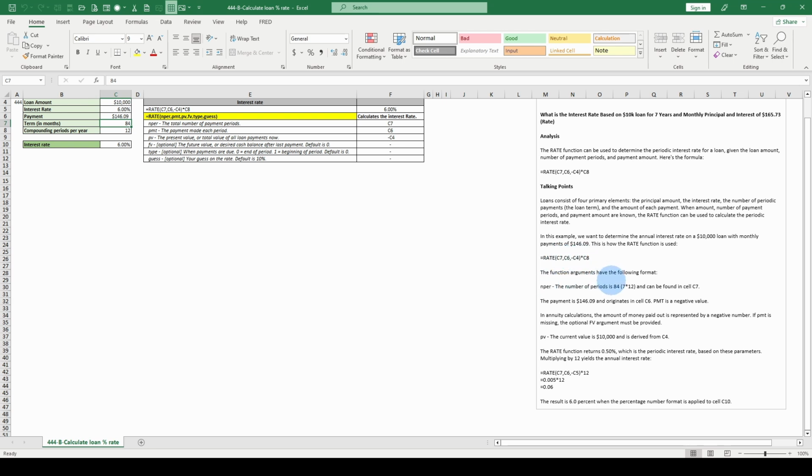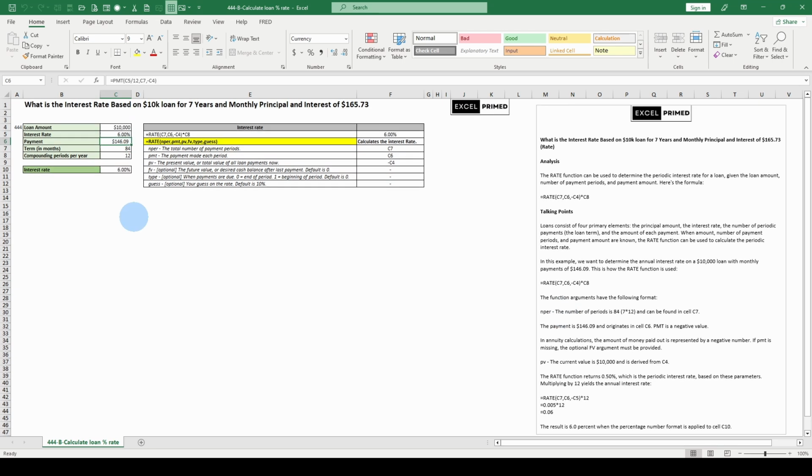The function arguments have the following format: number of periods. The number of periods, 84, 7 times 12 years, compounding periods per year, 12, and can be found in cell C7. The payment is 146 and originates in cell C6. Payment is a negative value. I don't want to see this in red, so I remove the negative.